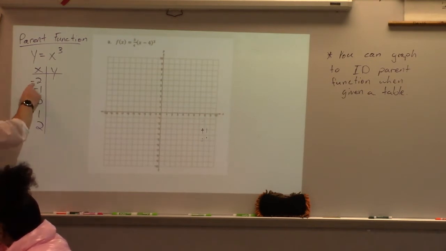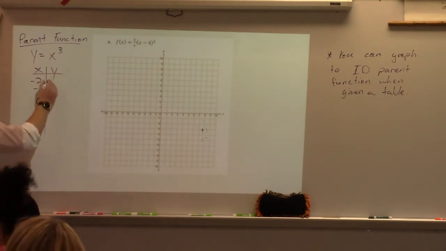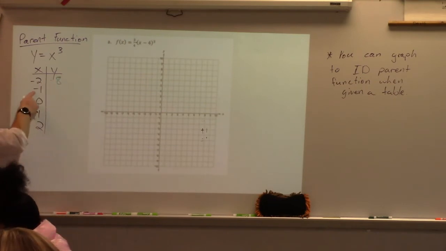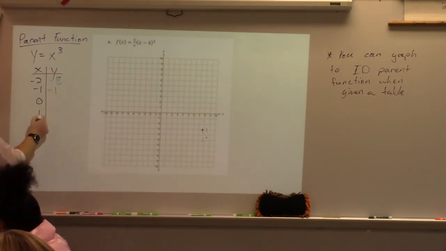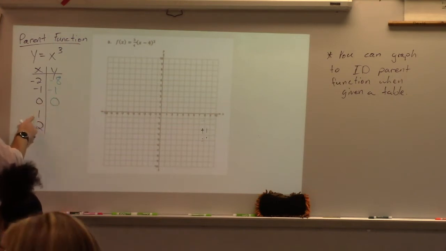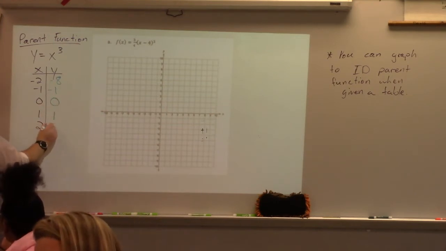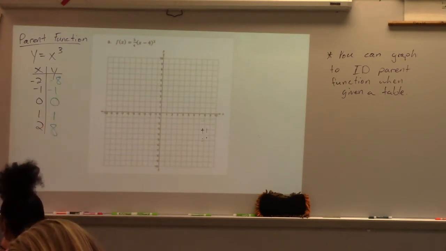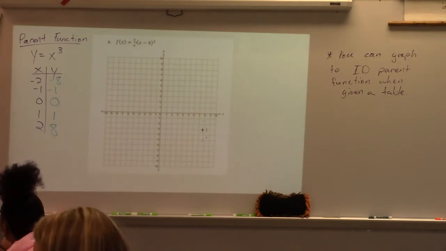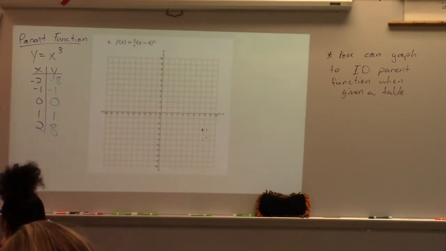What is -2 cubed? -8. -1 cubed. -1. 0 cubed. 0. 1 cubed. 1. 2 cubed. 8. It should not take any more time than that. Even talking through, it took me a minute and a half, right? You got to be able to identify the parent function, create that table, and then you should be on a pretty good pace from there.